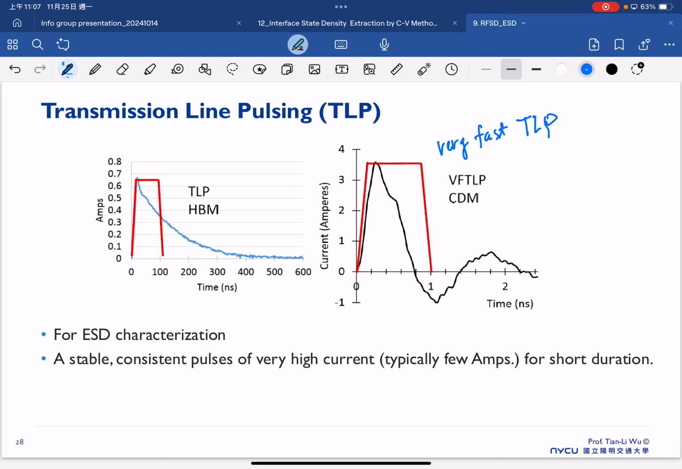Very fast TLP. The TLP is very efficient for ESD characterization, and it has a stable, consistent pulse with very high current and also a short duration. That's why later on the TLP became one of the most widely used methods to characterize the ESD capability.